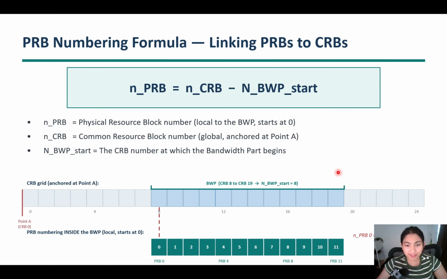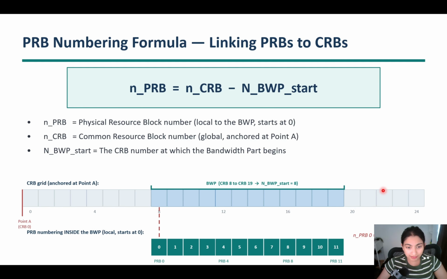Then we have this bandwidth part, which has resource blocks from common resource block 8 till common resource block 19. Thus it has 12 physical resource blocks within this. So this CRB 8 corresponds to PRB 0. So PRB 0 is defined as the starting resource block of that particular bandwidth part.